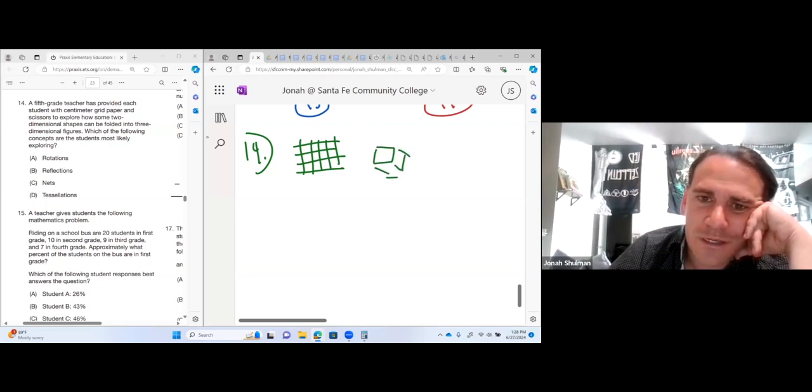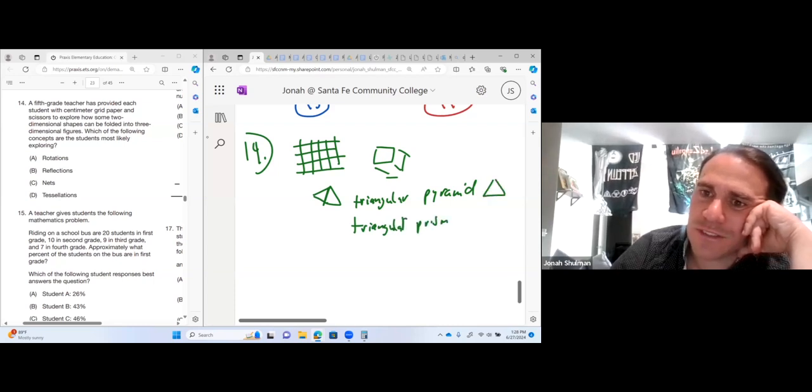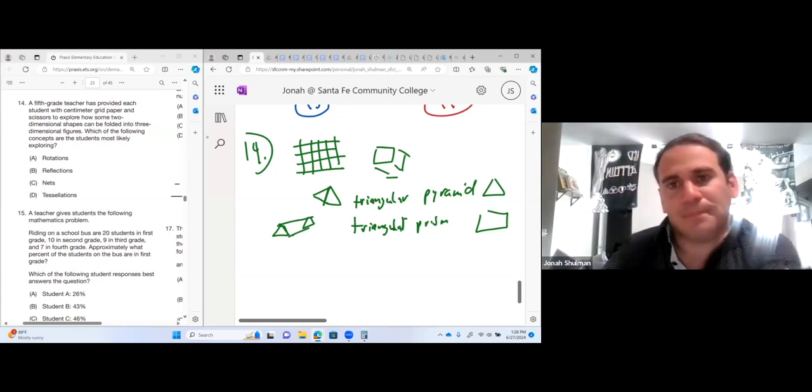Ta-da! Or folding a triangle into a triangular pyramid, which has a pointy top, or a triangular prism. So a pyramid is a pointy top with triangles on the side, and this has rectangles on the side. So the triangular prism looks like this, just so you can, either one you can make with the graph paper. Okay.